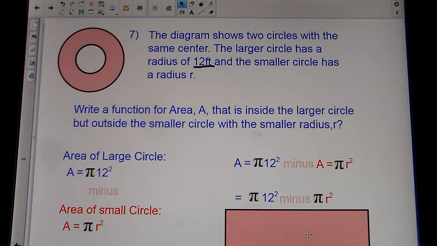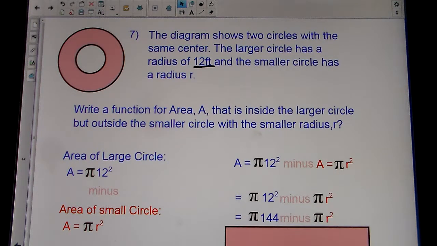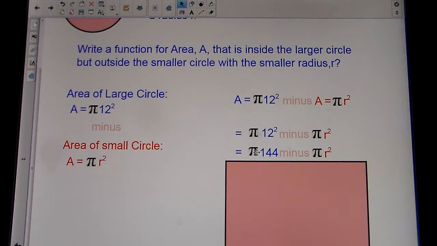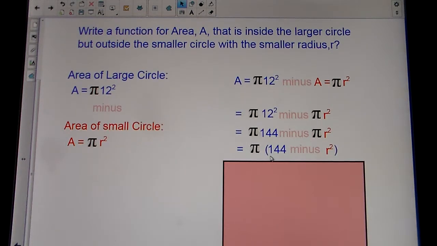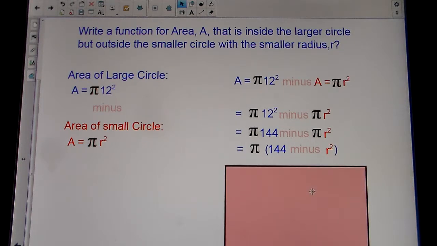I take away the A equals from both sides. Then you're going to see there's a pi in front. 12 squared is 144. We're then going to factor out the pi. So pi times (144 minus r squared) is our answer.